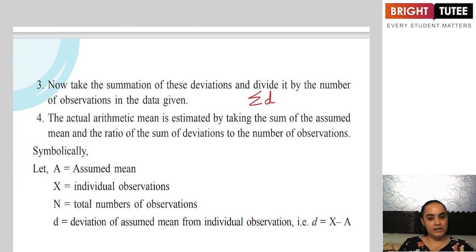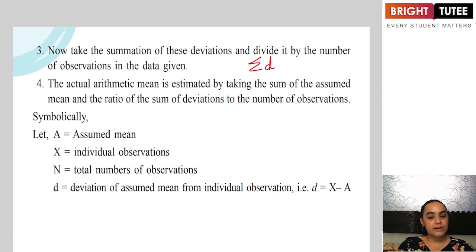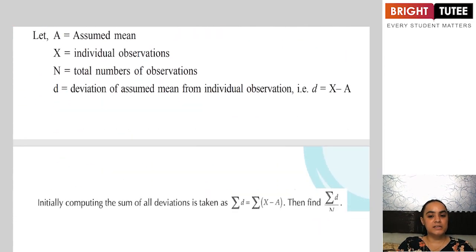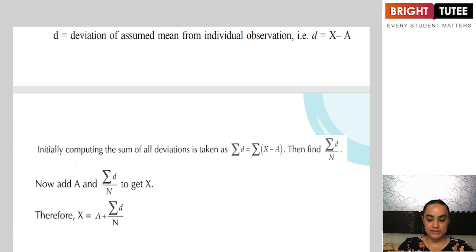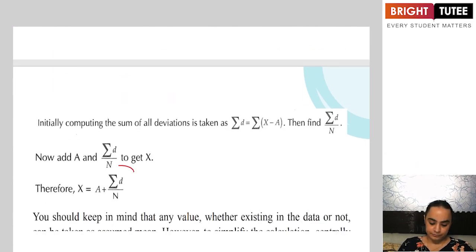I have calculated the deviations. Now I will calculate the sum of the deviations. And how do I calculate the final mean? What is the formula for that? As you can see, this is the formula for calculating the mean by the assumed mean method.